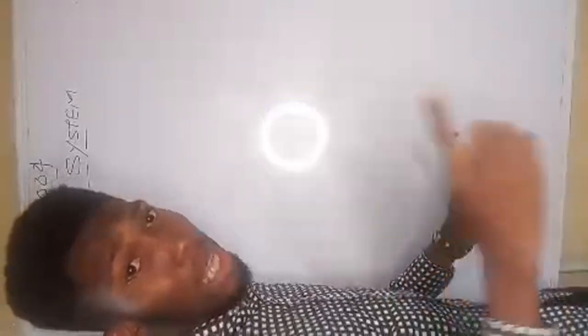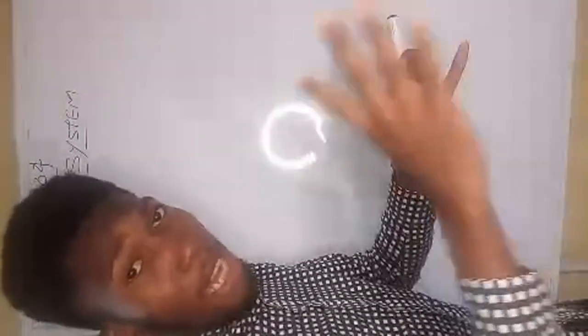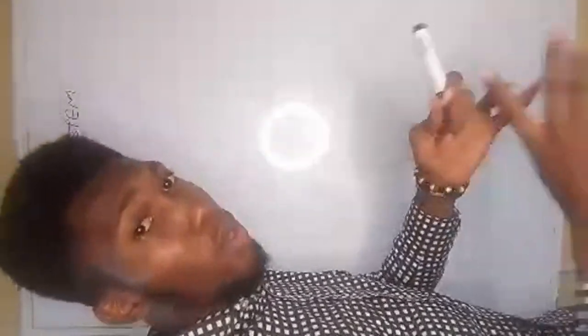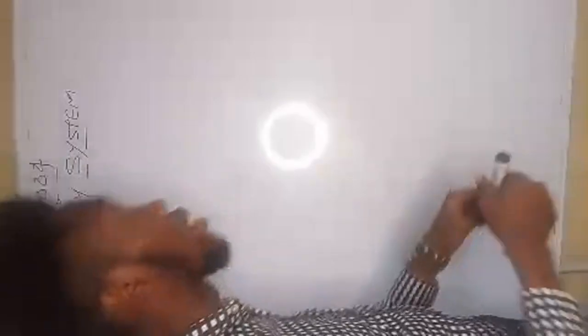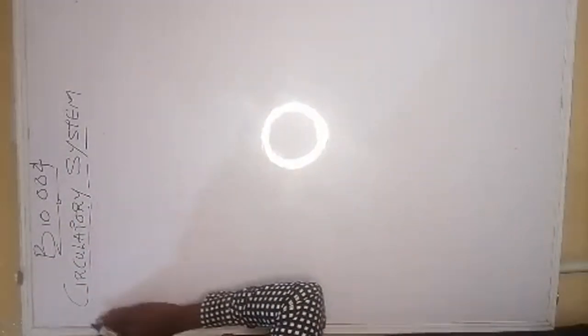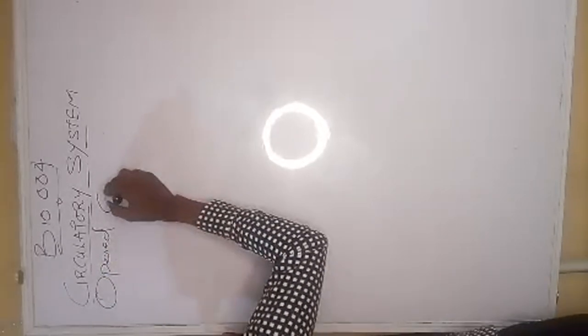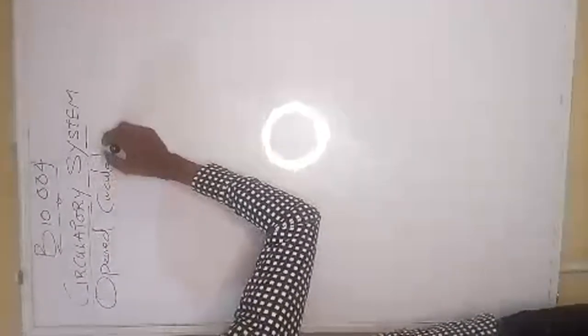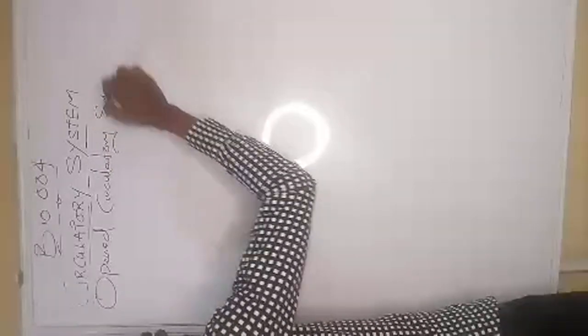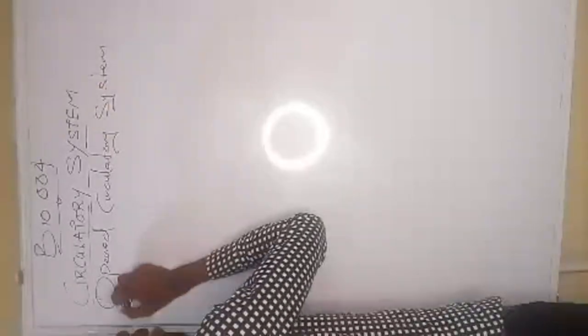Now, we have two types of circulatory system. What did I say? Two types. What are they? The open circulatory system and the closed circulatory system. I'll be starting from the open circulatory system. So what is so special about this open circulatory system? Now let me explain.